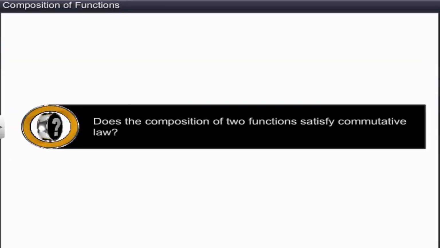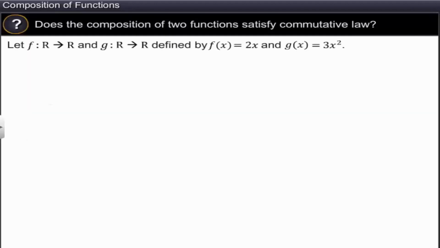Does the composition of two functions f and g in different order affect the result? In other words, does the composition of two functions satisfy commutative law? Let's see. Define functions f and g from R to R such that f of x is equal to 2x and g of x is equal to 3x square. Let's find the composition of functions f and g first, and then g and f.